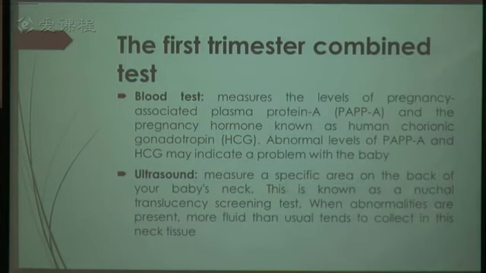The blood test is more like a chemical test. The ultrasound is a more straightforward way to look at the baby, and it measures a specific area on the back of the baby's neck. This is known as the nuchal translucency screening test. If they find more fluid at the back of the neck, it means there might be some problems.